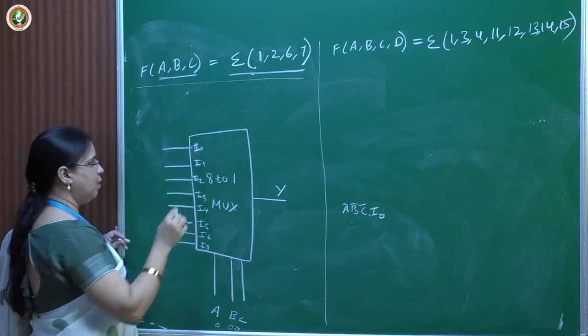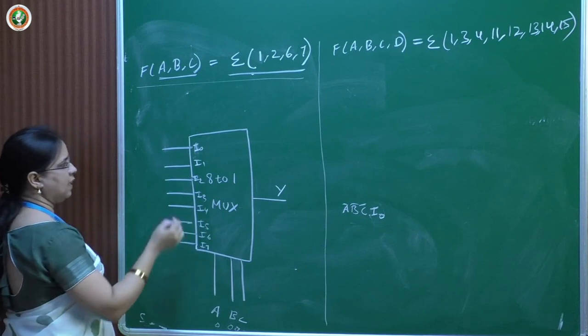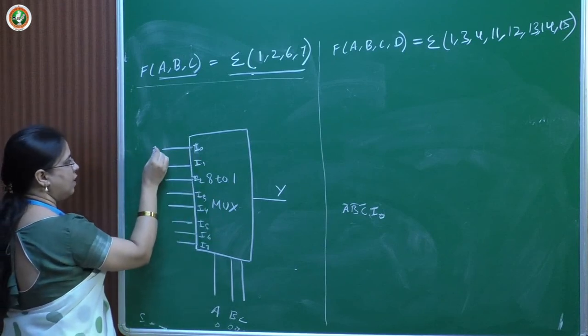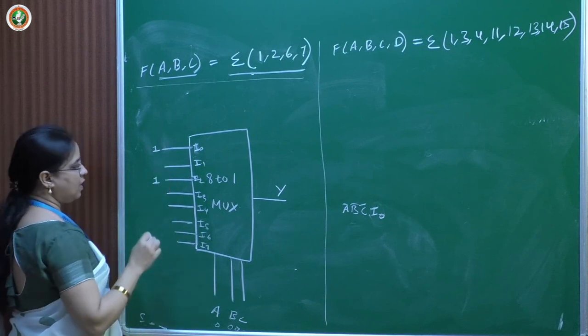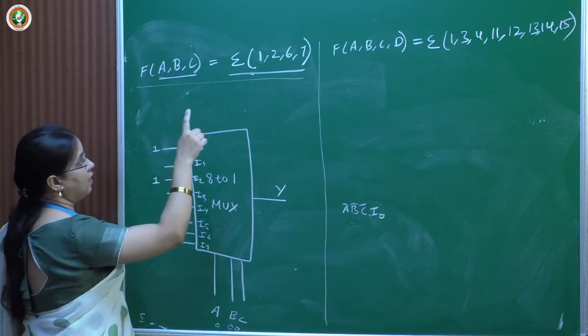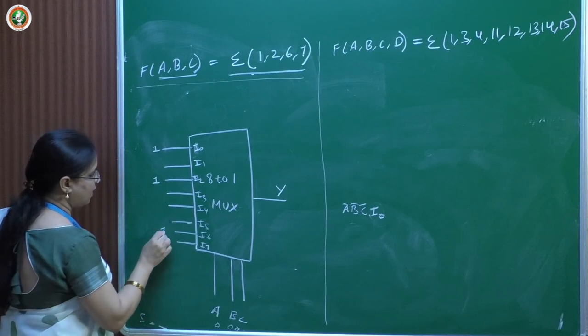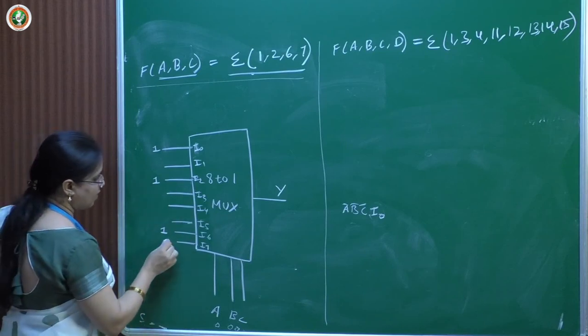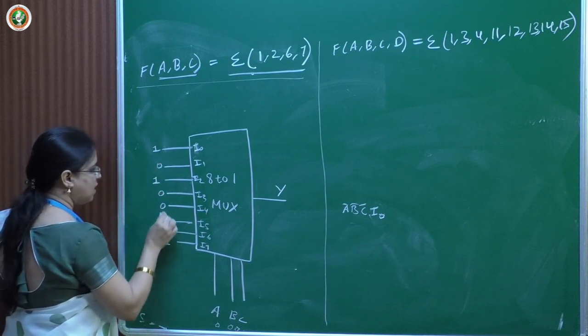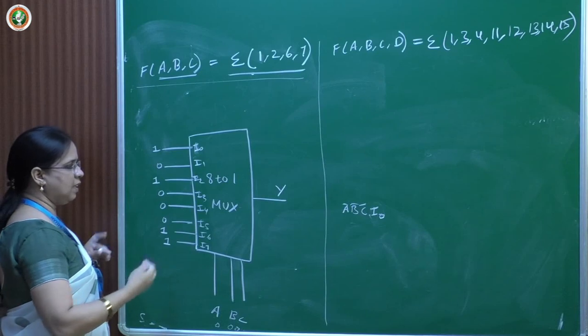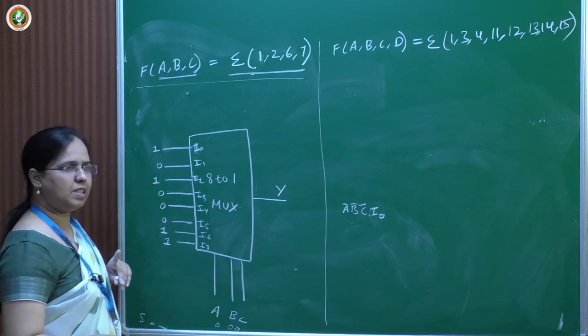So we are just going to make a simple connection. I0 should be what here? 1. Then what is I2? It should be 1. And the 6 min term is 1. Then the next one is 1. And the remaining all the values are 0. We are just representing the truth table in the form of a circuit here.